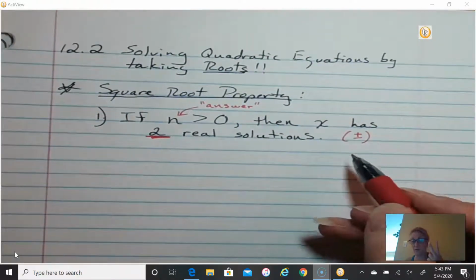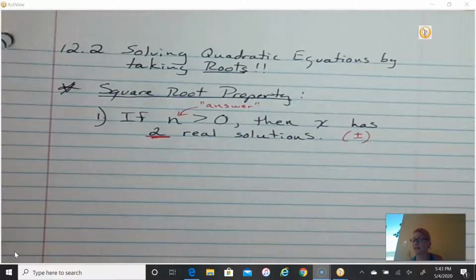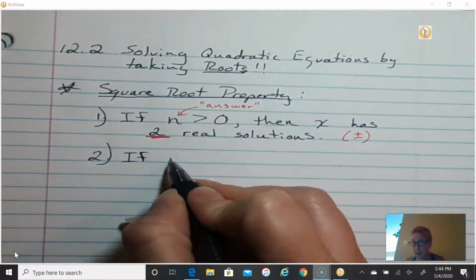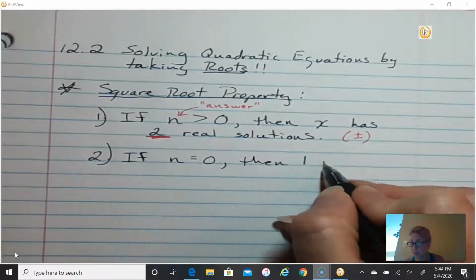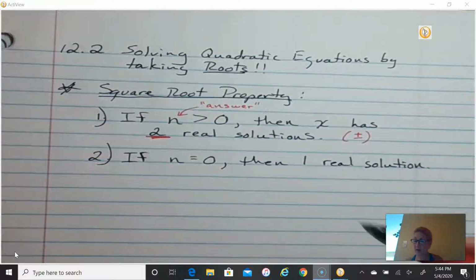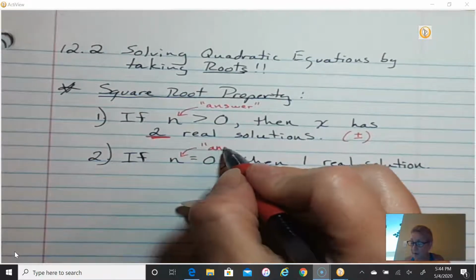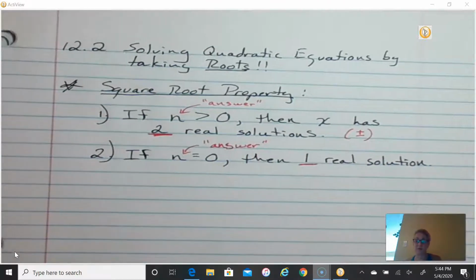Because that means that when there's 2 real solutions, you're going to have a positive one and a negative one. So it's written just like this. Again, when you see my examples, it's going to make more sense. But this is why I'm saying take notes, because you're going to have to be referring back to this quite often. All right, number 2. If n equals 0, then 1 real solution. If the answer equals 0, then you're going to have 1 real solution.